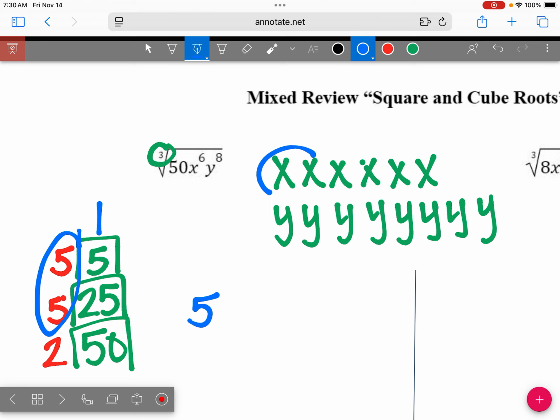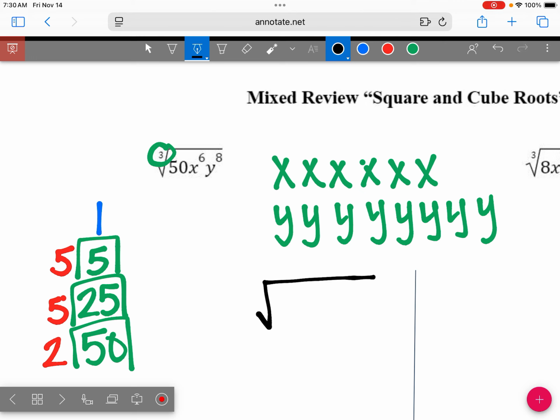And then I have, oh, wait a minute, I messed up. Wait, sorry, let me back it up. We're not looking for twins, we're looking for triplets. So do we have any triplets? We don't have any triplets, right? We got a 5, a 5, and we have a 2. So all of that has to stay. So the whole 50 has to stay. We can't take it out.